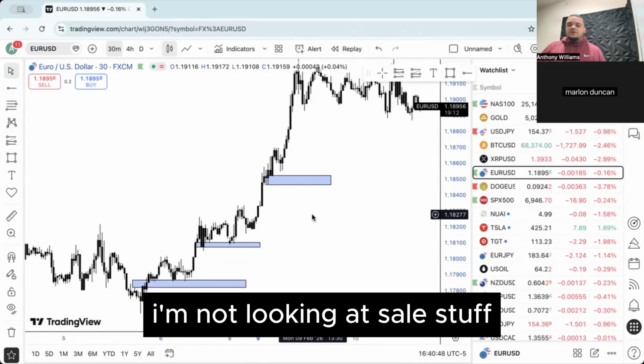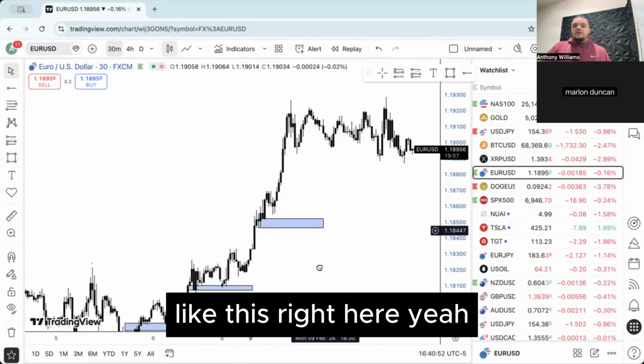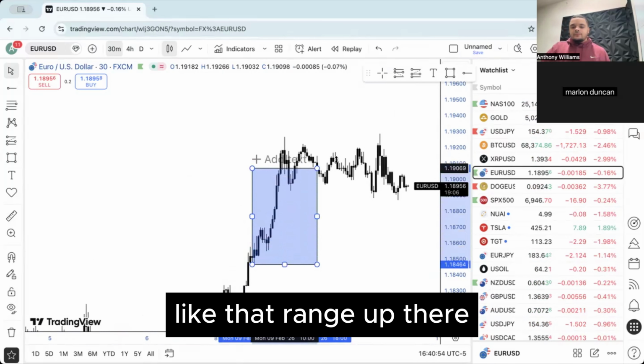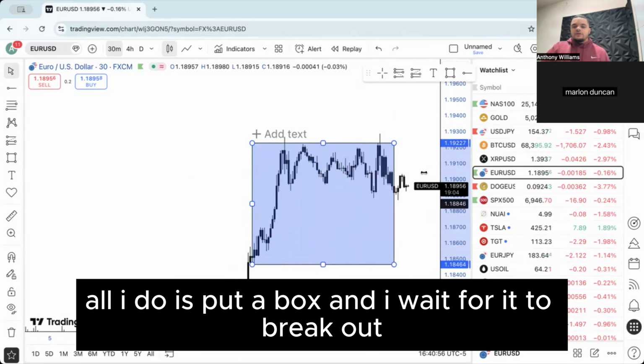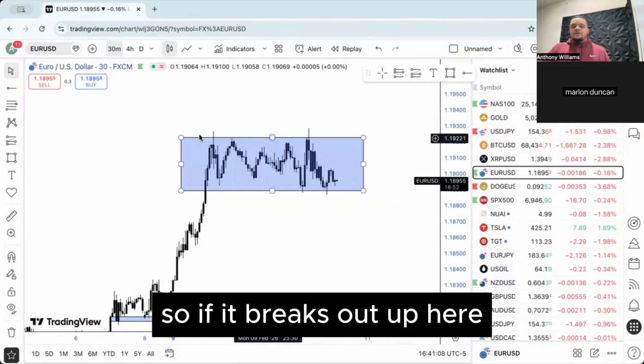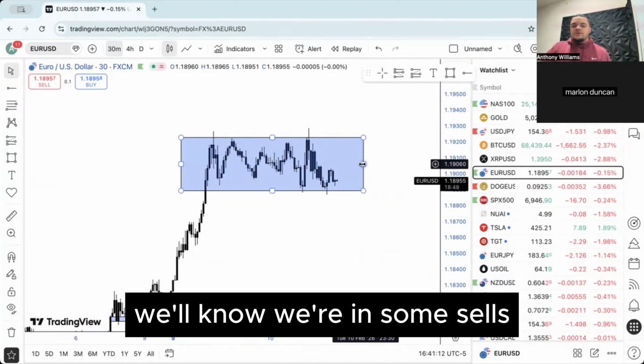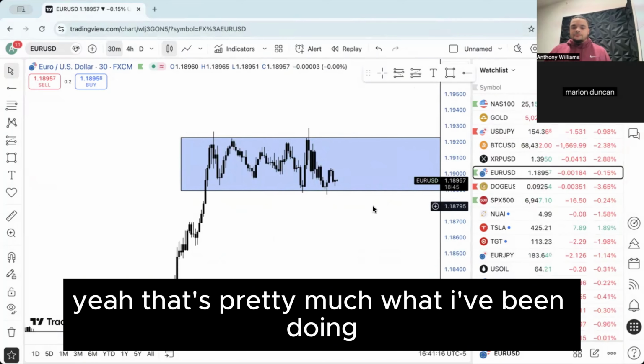I'm not looking at sells. How about in consolidation, like this range up there? All I do is put a box and I wait for it to break out. So if it breaks out up here, we'll know we're in some buys. If it breaks out down here, we'll know we're in some sells. And it can keep on going. Yeah, that's pretty much what I've been doing.